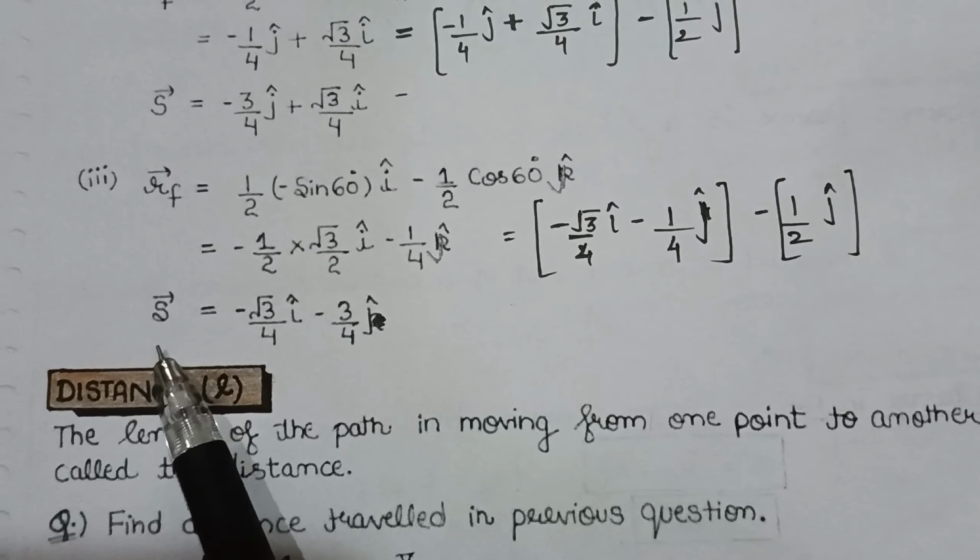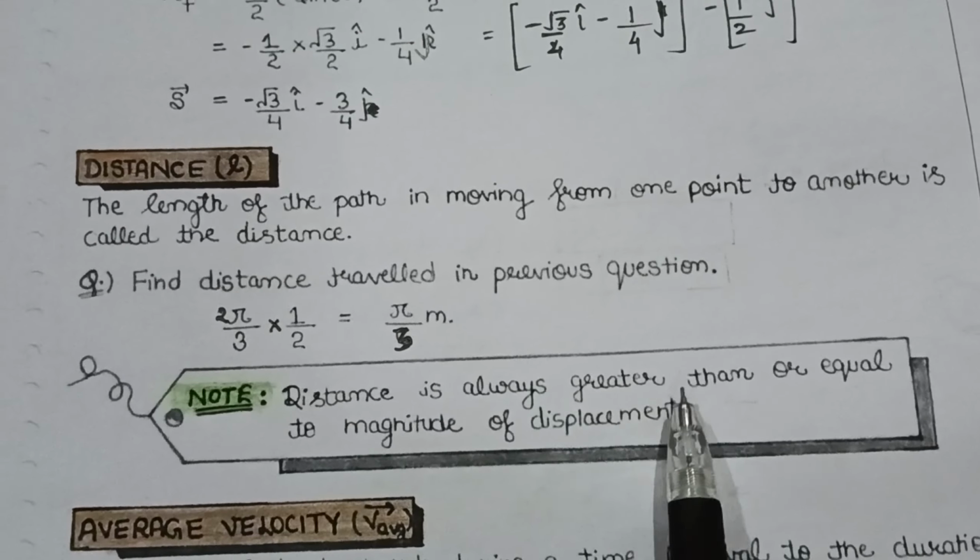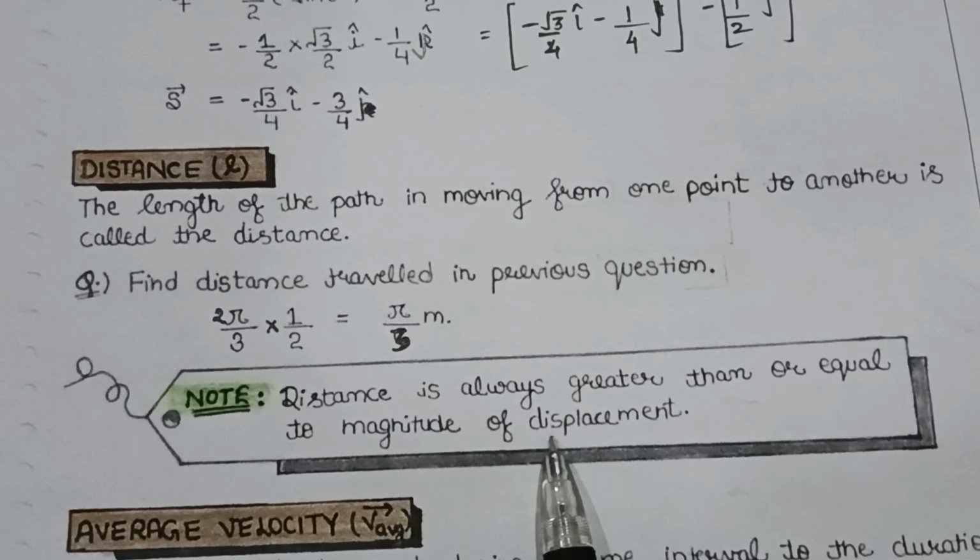Now let's learn about distance. The length of the path in moving from one point to another is called the distance. Question: find the distance traveled in the previous question, meaning in the third question, which is 2 pi by 3 into 1 by 2, equal to pi by 3 meters. Note: distance is always greater than or equal to the magnitude of displacement.